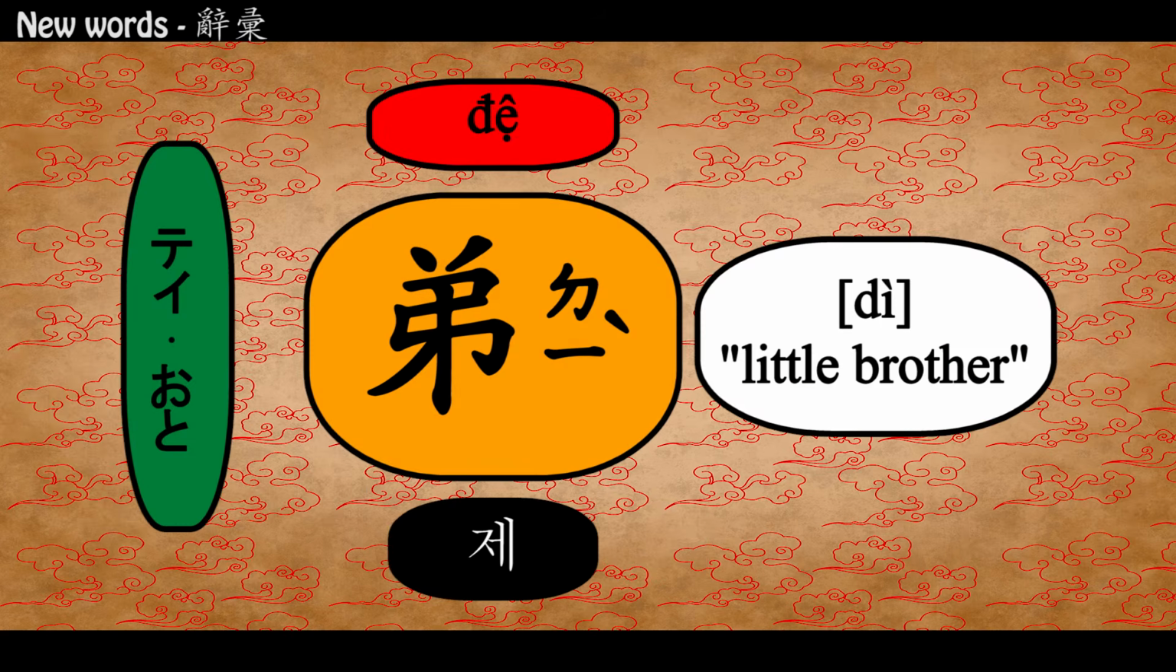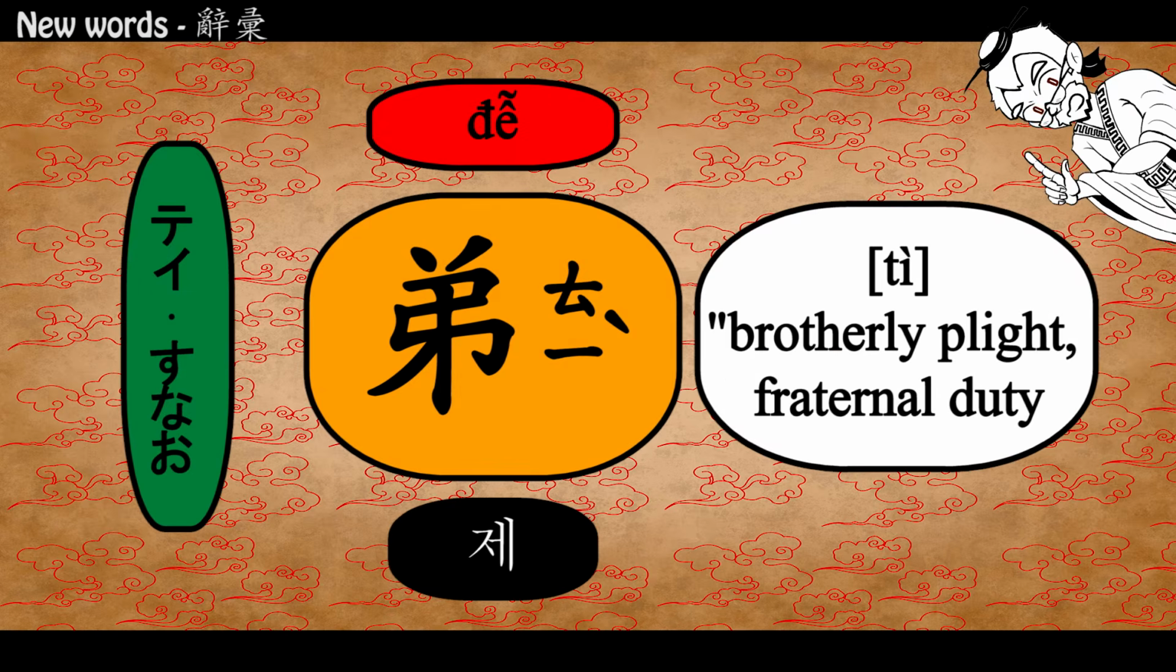However, here, D is read as T. Aye, that's right, it's another one of those pesky Chinese characters with two readings. When read as T, this character means brotherly plight or to love and heed one's elder brothers.